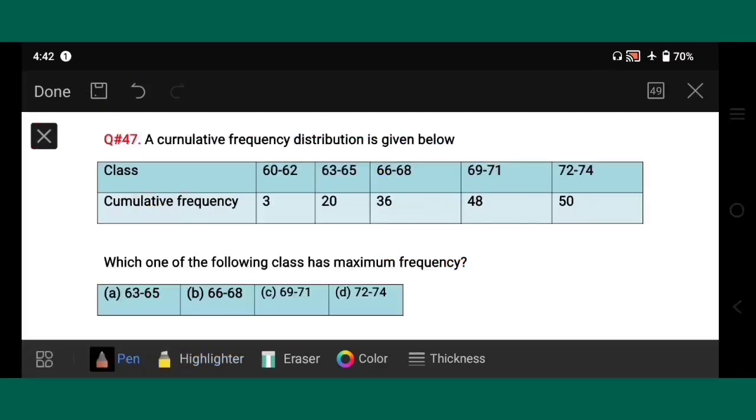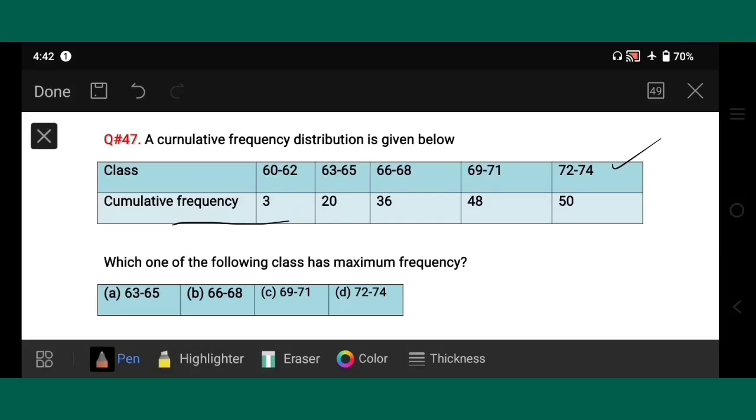Question number 47. A cumulative frequency distribution is given below. Classes 60 to 62 up to 72 to 74. Cumulative frequencies 3, 20, 36 up to 50. Which one of the following classes has maximum frequency? The options are 63 to 65, 66 to 68, 69 to 71, 72 to 74.